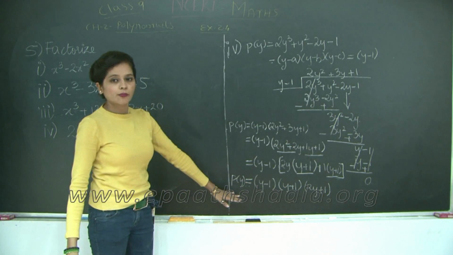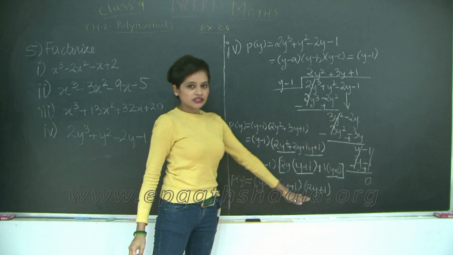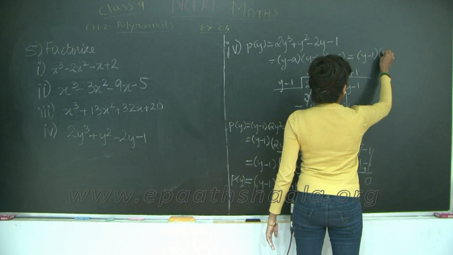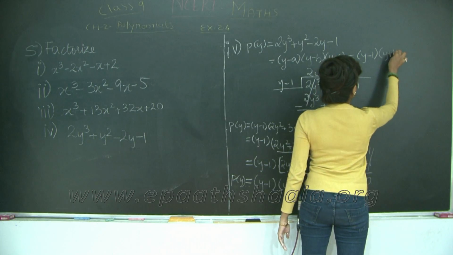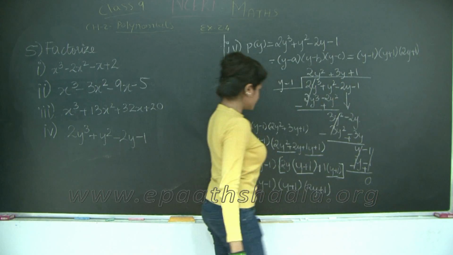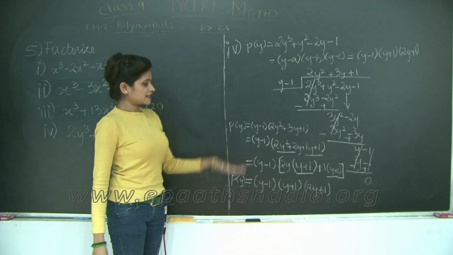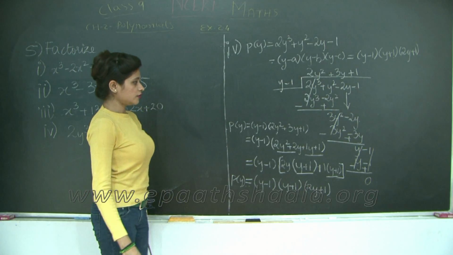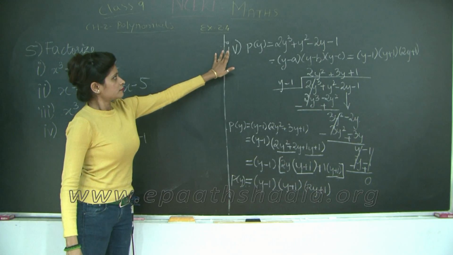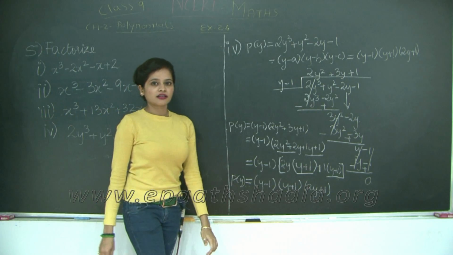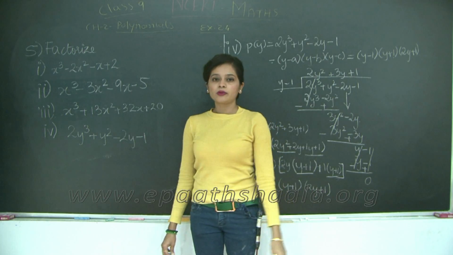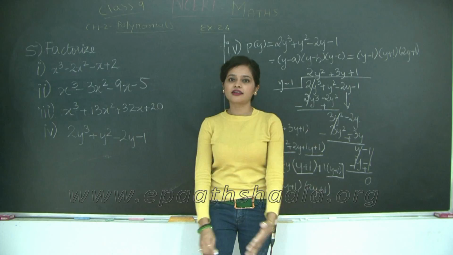So we have factorized the polynomial p(y) into the product of its factors, which is y minus 1, y plus 1 and 2y plus 1. So the factorization is complete. Please take a look. So we are done with the fourth exercise, that is 2.4 of chapter polynomials, and we will continue with the remaining section in the forthcoming lectures.